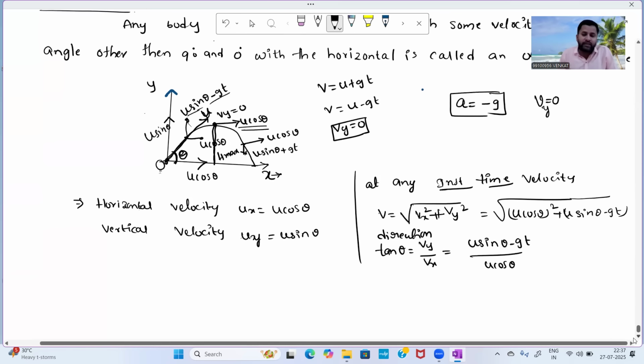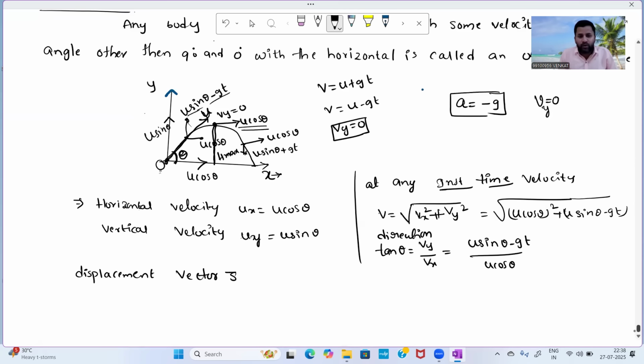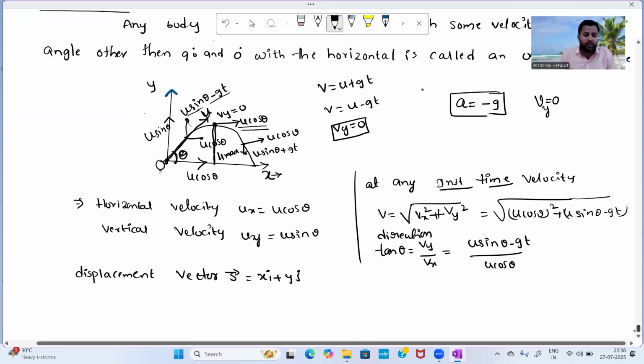Now we can find the displacement vector. What is the displacement vector? The displacement vector is divided into two components. So I'm writing here the displacement vector s bar equal to xi plus yj. So the two components are there, horizontal component and vertical component, and we can find both.